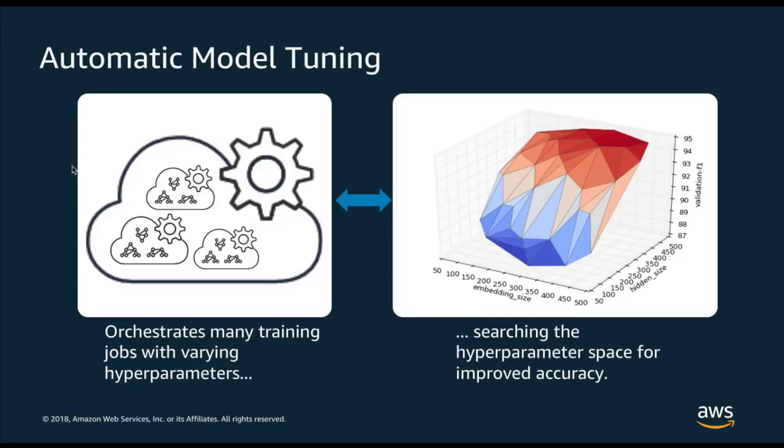It actually builds a meta model on top of your machine learning model that tries to predict which hyperparameter values are likely to lead to the best fit, and then uses Bayesian optimization to do a combination of exploring and exploiting that hyperparameter space to really result in the best model in an efficient number of training job runs.